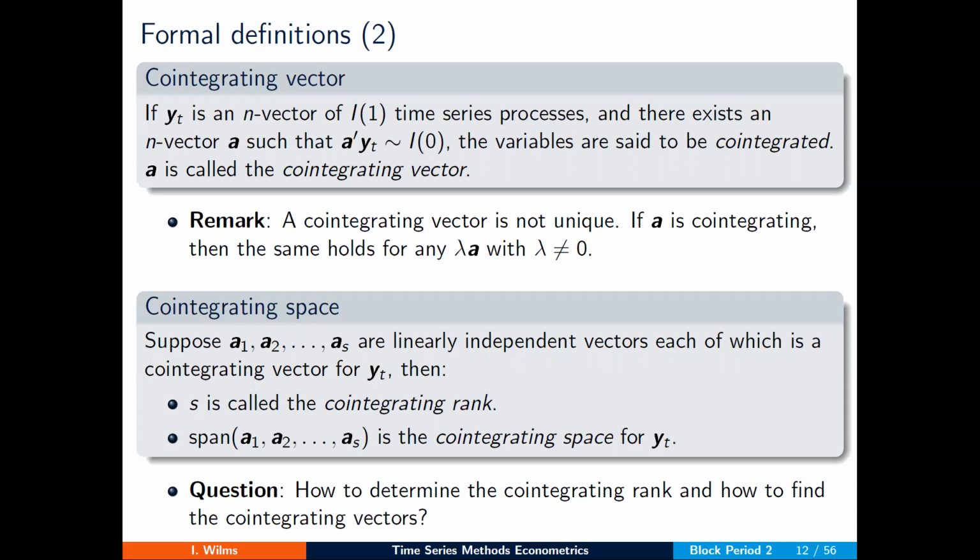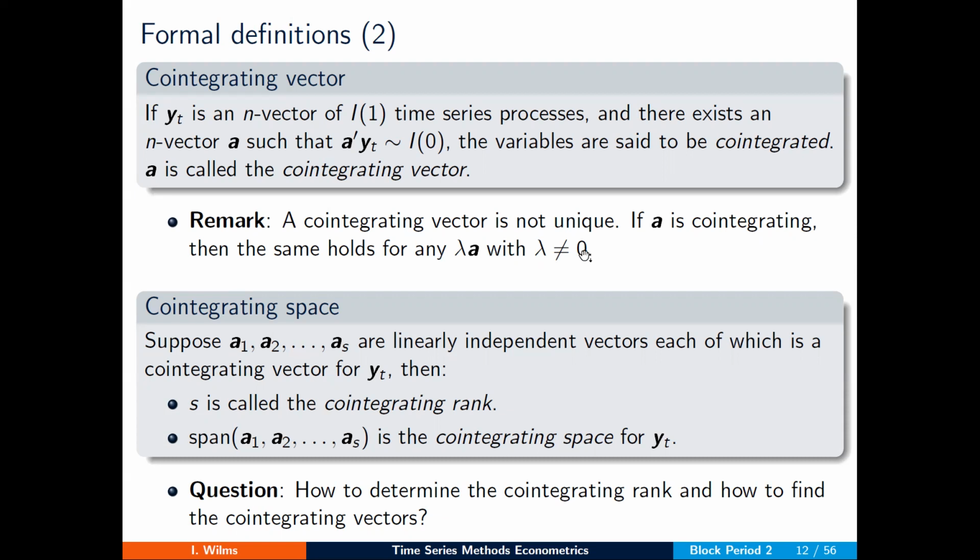If this is the case, well, then I say that my series are co-integrated, and this vector a over here collects the coefficients of our series in this linear combination, in this co-integration relation. A very important remark to make is that the co-integrating vector is not unique. If a is a co-integrating vector, then any rescaled version by a non-zero constant lambda also gives you another co-integration relation.